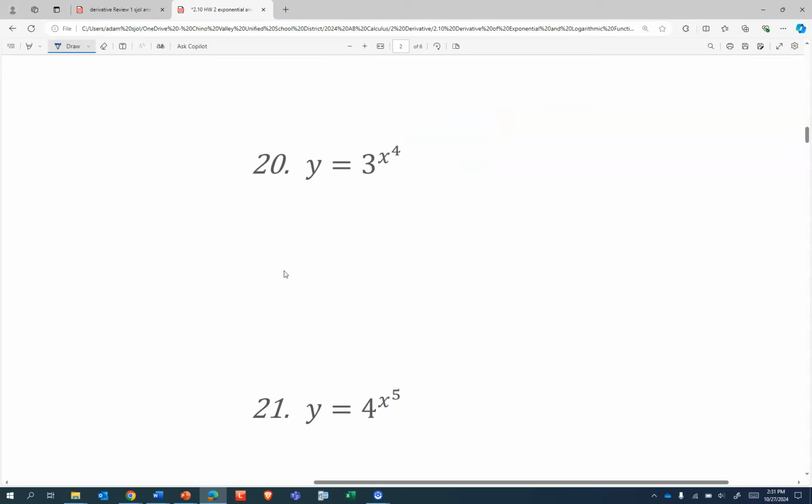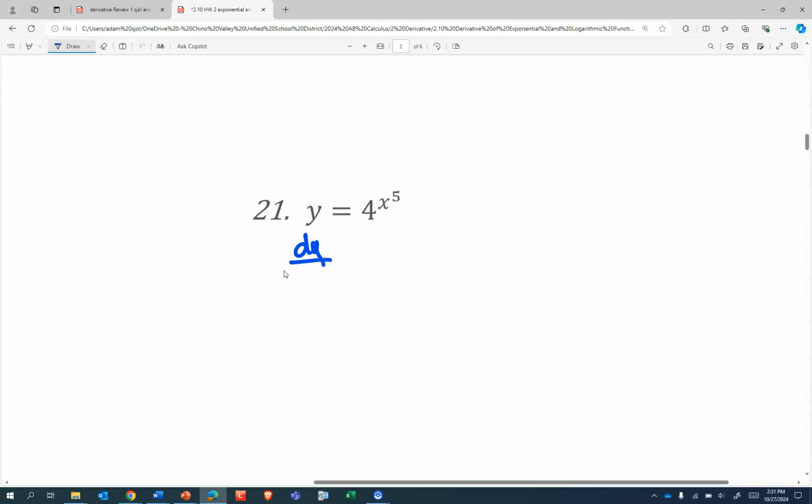Okay, moving on. The derivative of 3 to the power x to the 4th is going to be 3 to the power x to the 4th, natural log of 3, times the derivative of x to the 4th, 4x cubed. That looks pretty tight. I'm going to write that 4x cubed at the end. Now that seems slightly better.